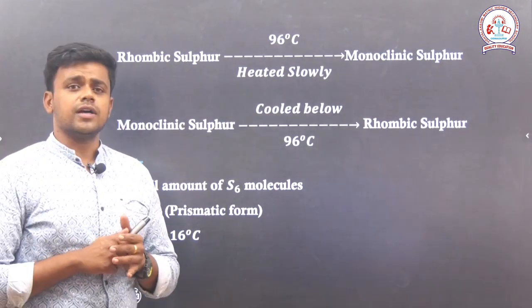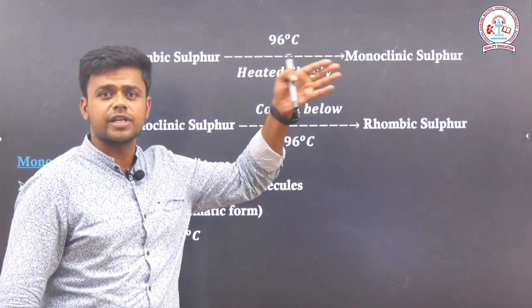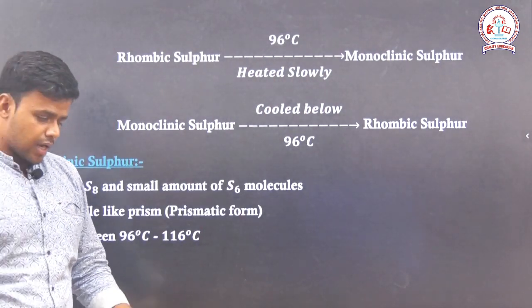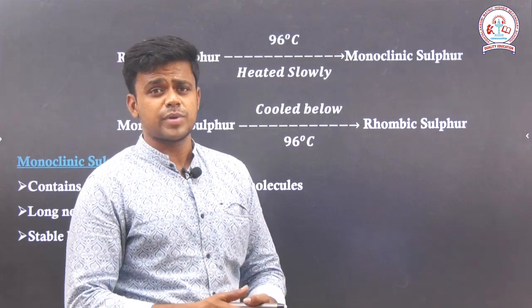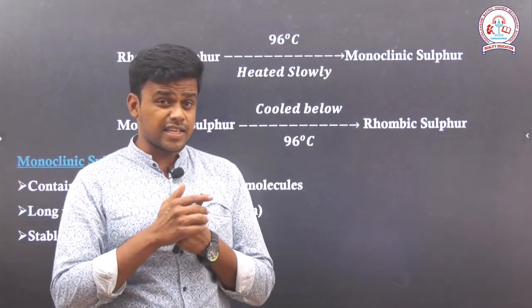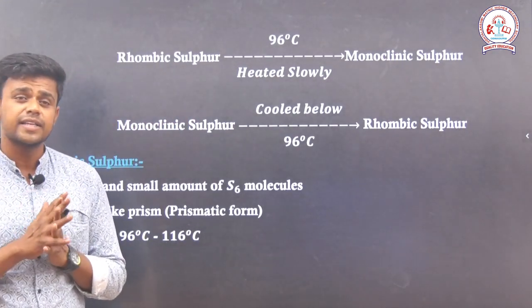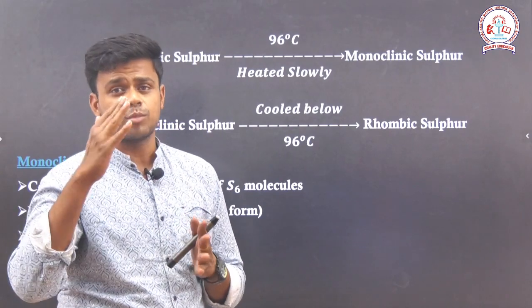This rhombic sulfur can be converted into monoclinic sulfur. I would say this is the preparation of the monoclinic sulfur itself, because how will you prepare monoclinic sulfur from the rhombic sulfur? You need to heat this rhombic sulfur slowly at 96 degrees Celsius. If I heat it slowly at 96 degrees Celsius, you will be able to get monoclinic sulfur.